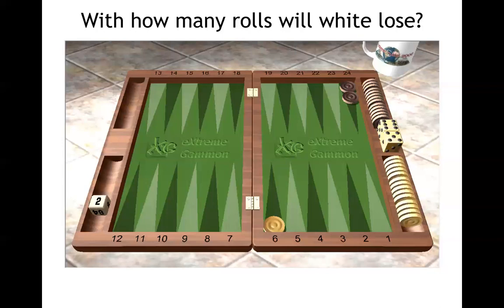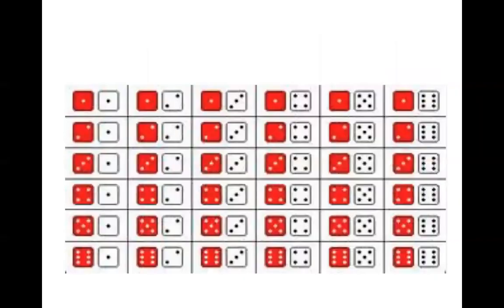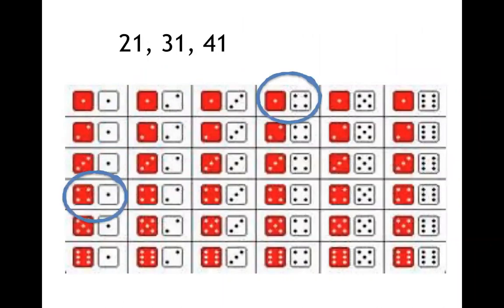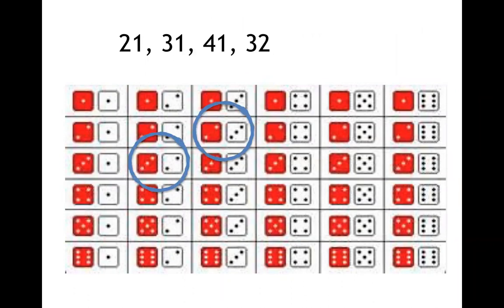Right, 25%. So how many rolls out of 36 is that? 9. Okay. So to count them, to prove that you're right, here's our little thing. 2-1, 3-1, 4-1, 3-2, double ones.